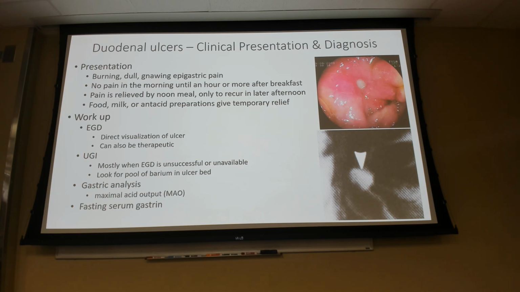Typically it's relieved with a meal later in the day. Sometimes on EGD we may just treat them symptomatically if they're not having any sort of hematemesis. And then we can certainly do a gastric analysis and the fasting serum gastrin if they're recurrent or they've had more than one ulcer.